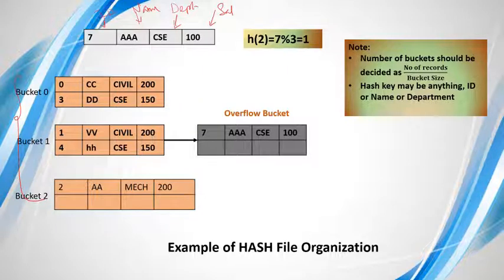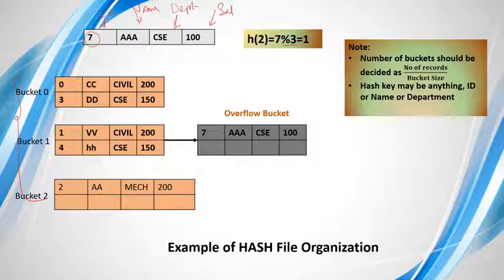Now if my hash function is modulus and the number of buckets is 3, what will be the bucket address for this ID? If this is our key, I have to divide it by 3 and we get 1, so we go to bucket 1. Now you can see that bucket number 1 is full, so we have to create another bucket for this bucket address, we call it an overflow bucket, and insert that record in this overflow bucket.